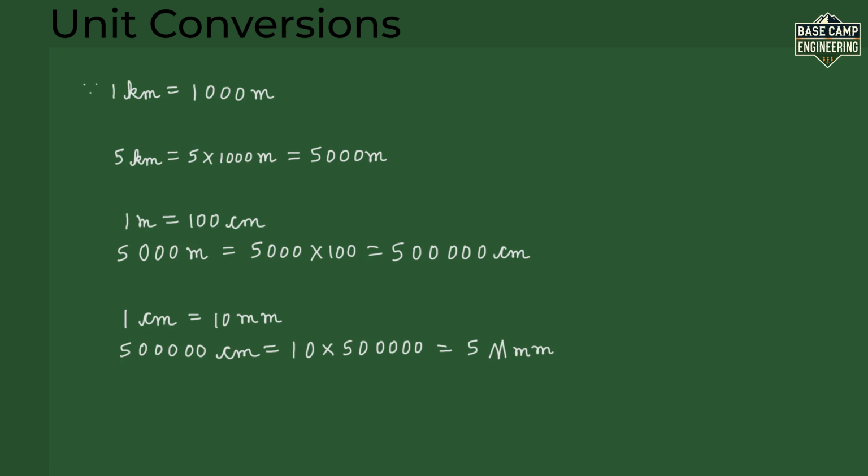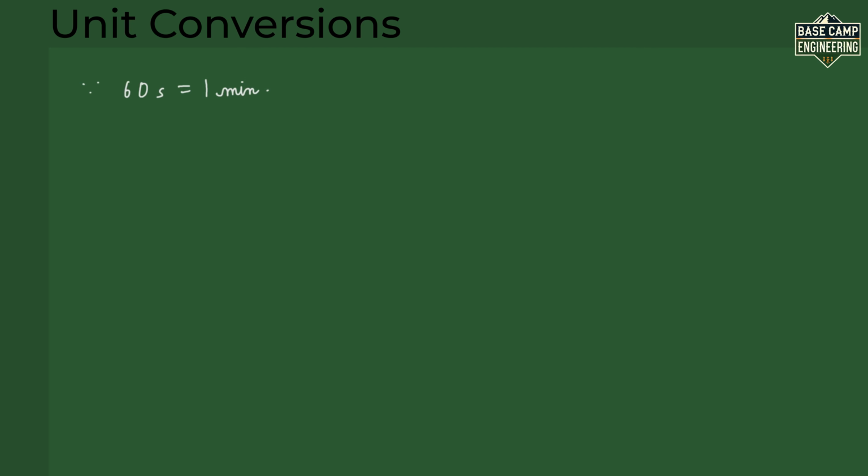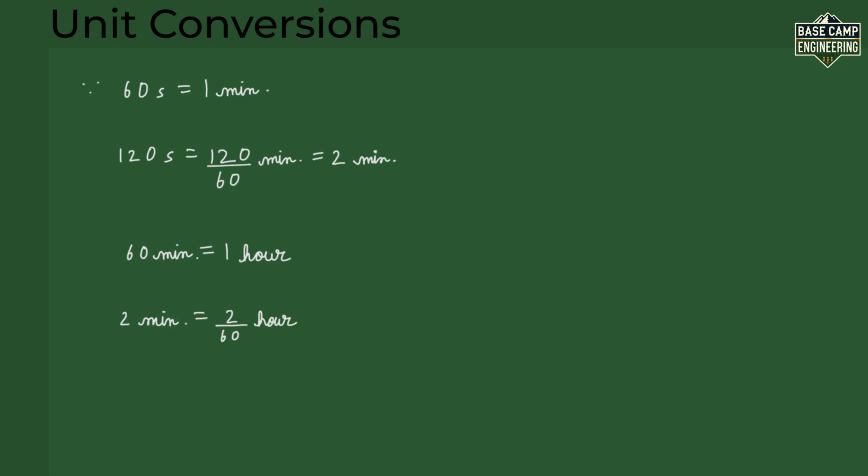Now, let's try converting time. Imagine you are timing a car race and the race lasts 120 seconds, but you want to know how many minutes that is. There are 60 seconds in 1 minute. So, to convert seconds to minutes, you divide. The race lasts 2 minutes. What if you need it in hours? There are 60 minutes in 1 hour. So, you divide again, which is 0.0333 hours. That's a very short race, about 2 minutes. Engineers use time conversions like this to plan things like race schedules, rocket launches, or even how long a bridge takes to build. Let's do one more example with weight.